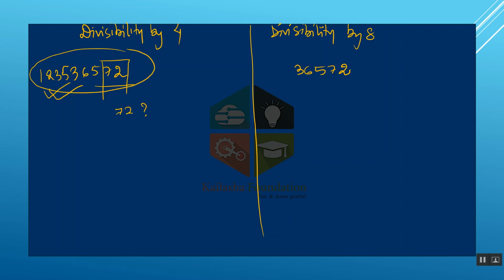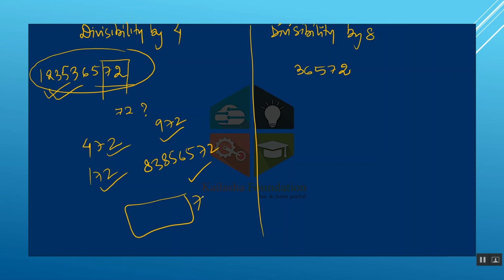1 2 3 5 3 6 5 7 2 is divisible by 4. So that means 472 is also divisible by 4. Yes. 172, yes. 972, obviously. 8 3 8 5 6 5 7 2, yes. No matter what, a number ending in 72 is divisible by 4.